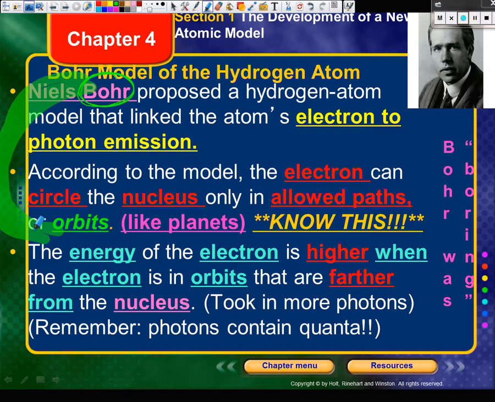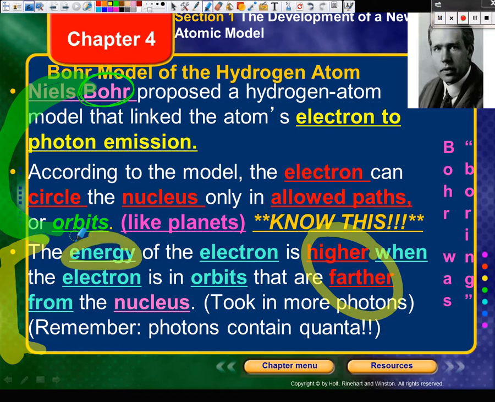But this bottom bullet is the important thing, because how he established the energy is key to what we're going to talk about in a little bit. The energy of the electron is higher when it is farther from the nucleus. So the energy is higher the farther it is from the nucleus. And let me give you a silly example of this.